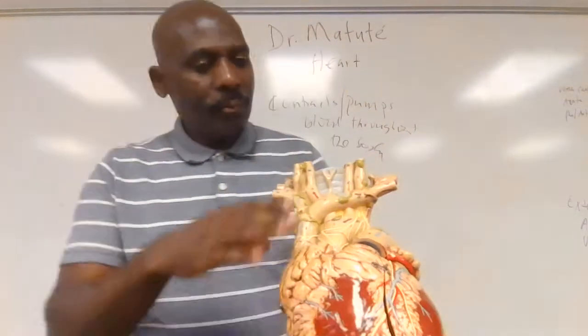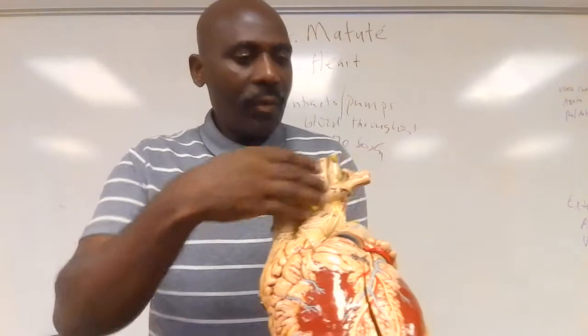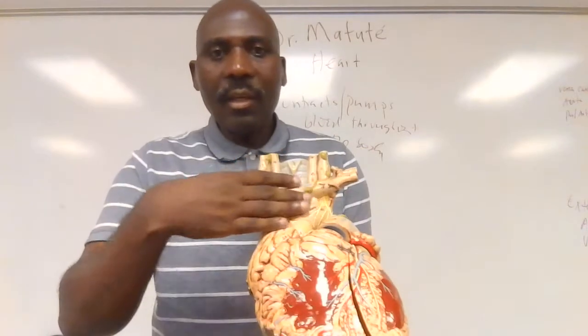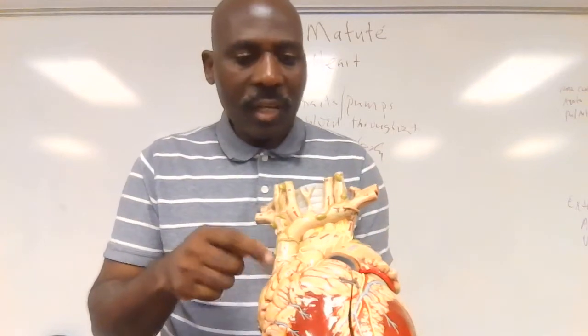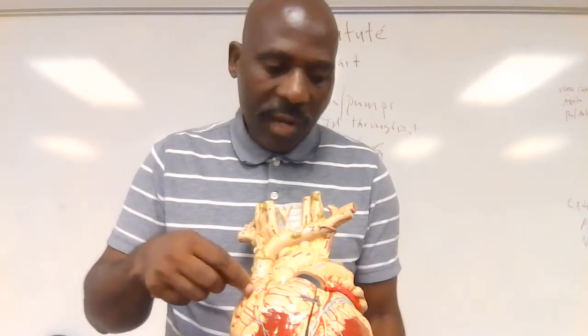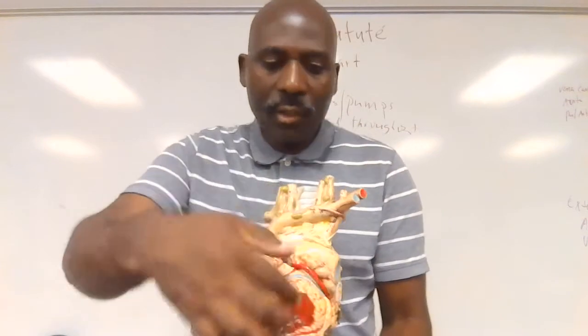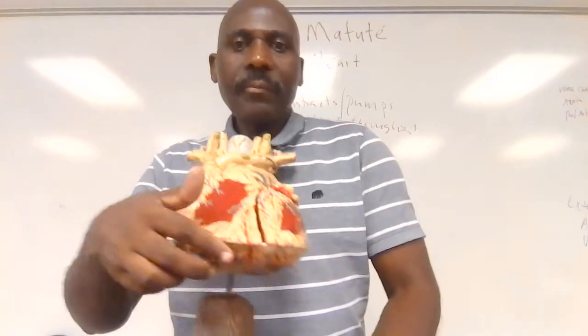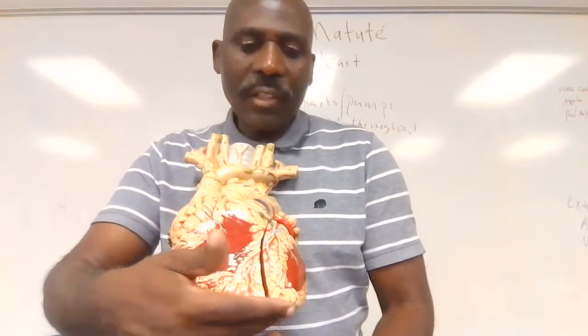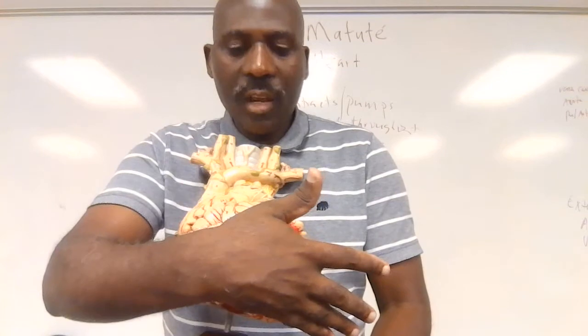So here we go. Over here we have the great vessels. We'll talk about that in a little bit. This is an atrium right here. So this is the right atrium. This is the left atrium. This is the right ventricle over here. Left ventricle over here. This is the apex. You can see that the apex is curved more towards the left.